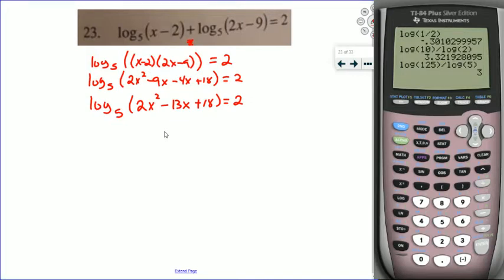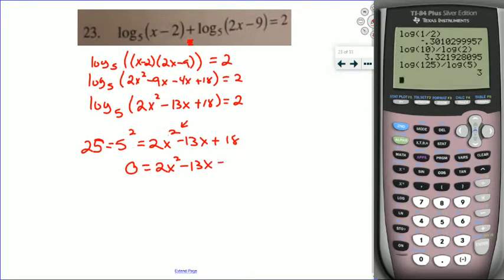So now, once we have one logarithm of some stuff equals a number, we want to rewrite this as an exponent. And when we do that, we get 5 squared equals 2x squared minus 13x plus 18. We see this square right here. That tells us that we're going to want to get 0 on this side. But 5 squared is equal to 25. So to get a 0 over here, we're going to subtract 25 from both sides of our equation. 0 equals 2x squared minus 13x minus 7.